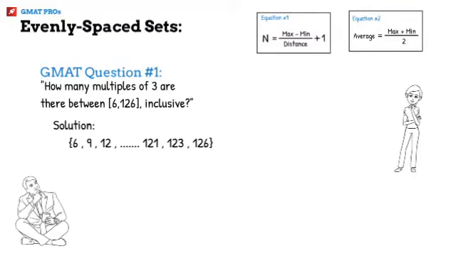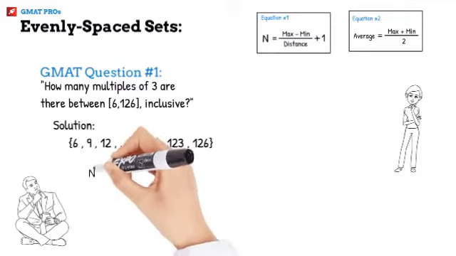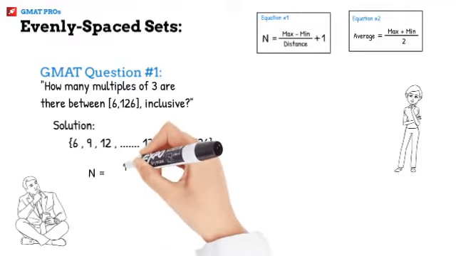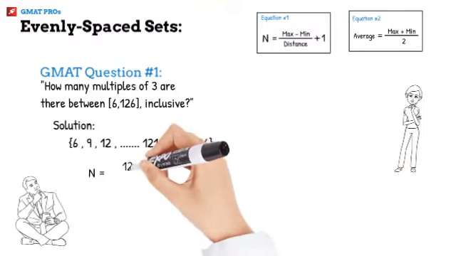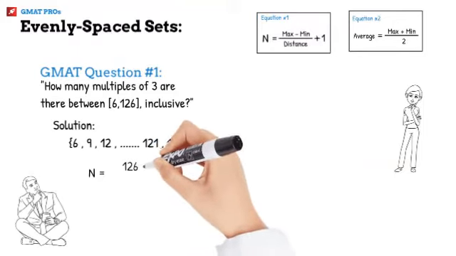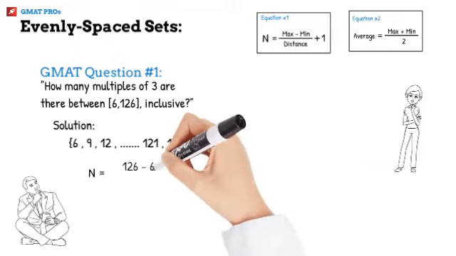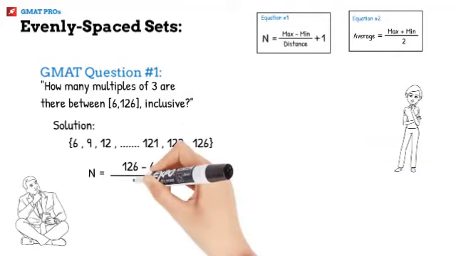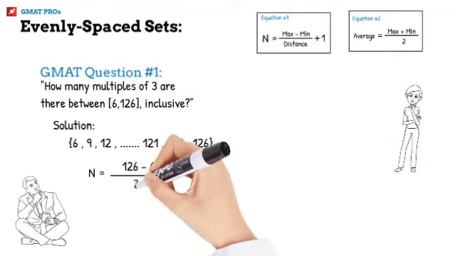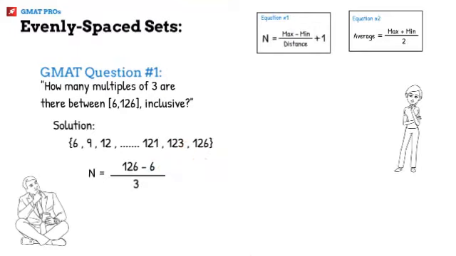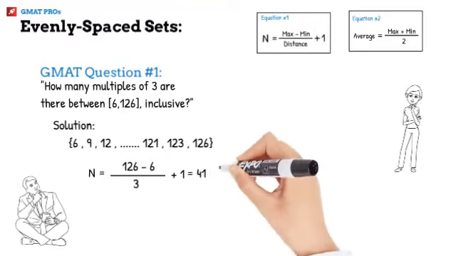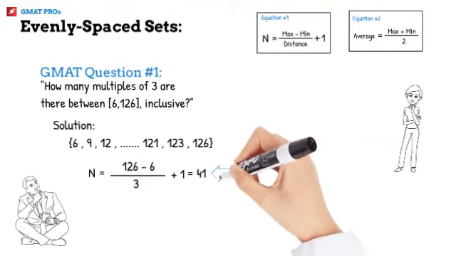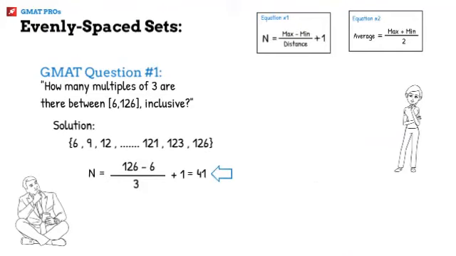We can use equation number 1 to find the number of multiples or the number of elements in this set, which is in this case going to be equal to the maximum number, which is 126, minus the smallest number or the minimum, which is the 6, over the distance, which in this case is the number 3, plus the number 1, which is going to give us the answer, which is 41. So the number of multiples of 3 in the set is equal to 41.